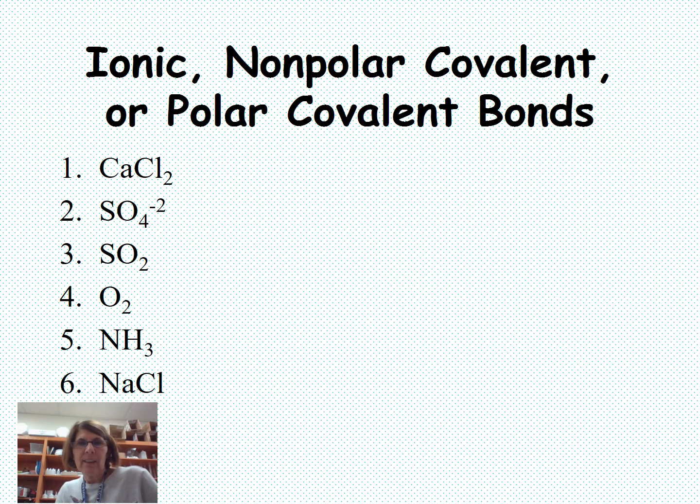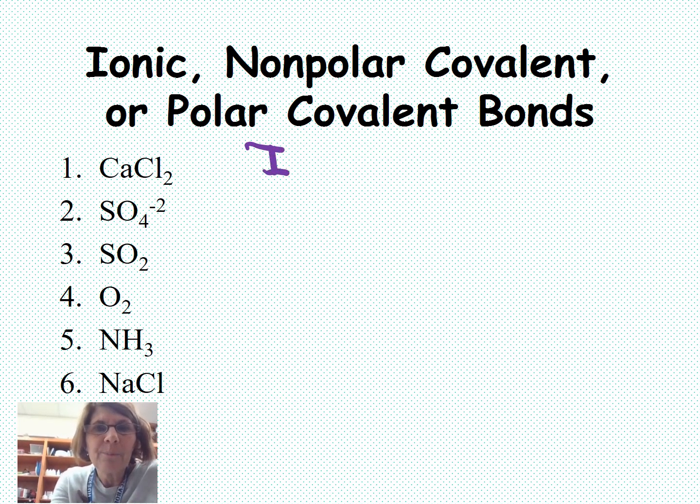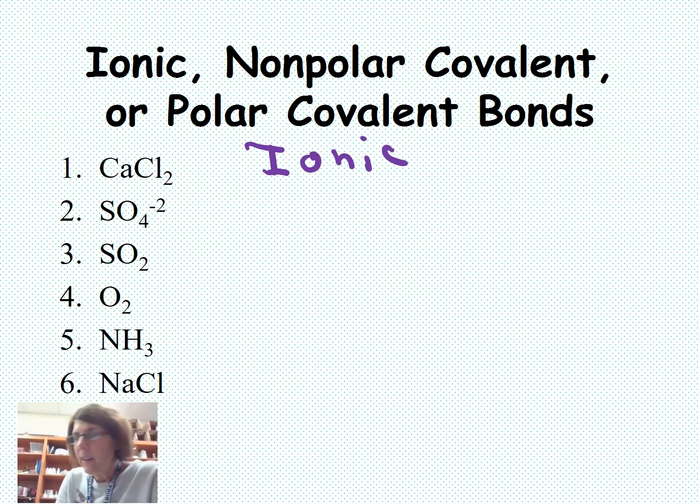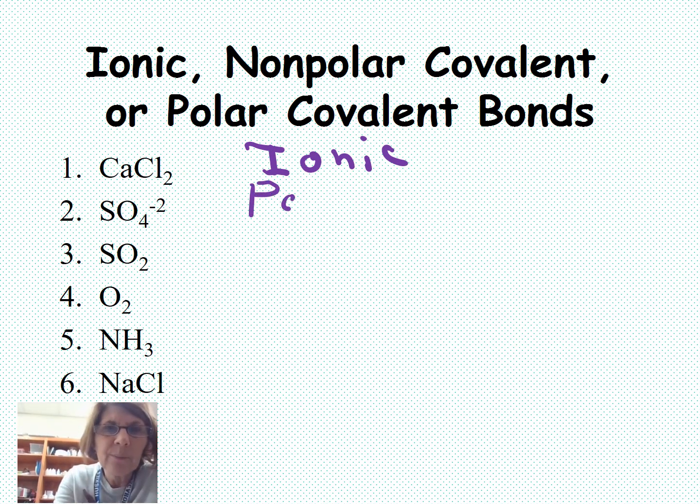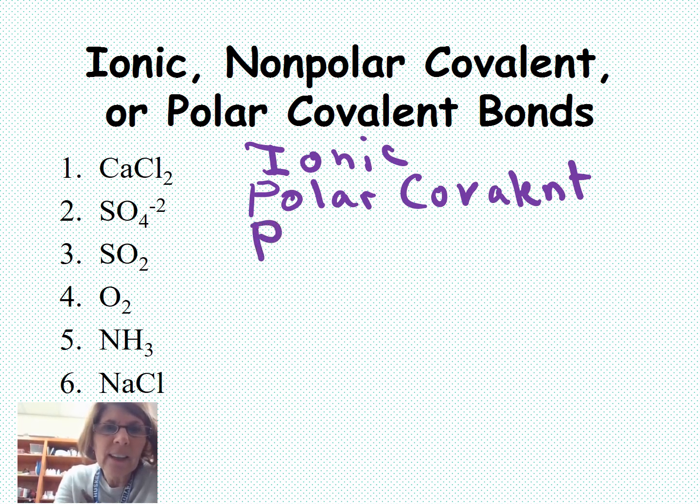So let's look through these and decide which is ionic, nonpolar covalent, or polar covalent. Calcium chloride is quite a difference in electronegativity, so we're going to say that that's ionic. That's a sulfate ion. We're going to say that one is polar covalent because there's a slight difference. Same with sulfur dioxide. Again, there's a slight difference, so we're going to say it's polar covalent.